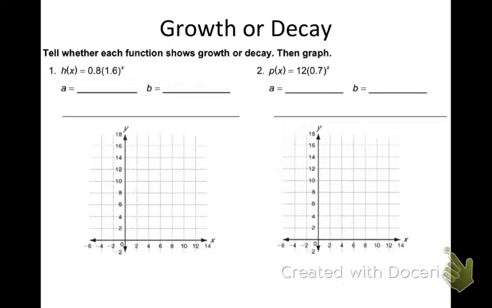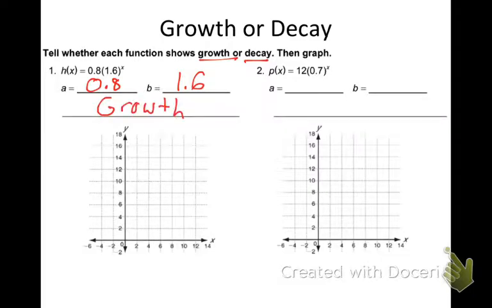So let's look at the first couple here. Number 1, tell whether each function shows growth or decay, then graph it. What is my A term going to be? Remember, A is the constant. What's my constant in this one? 0.8, yep, because that's my constant. My B is my base. The base is what's associated with the variable. What's my base here? Now my base is going to determine whether it's growth or decay. It's 1.6. Does that determine growth or decay? That determines growth.